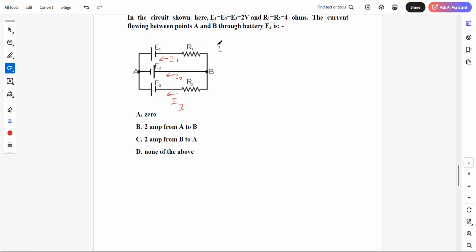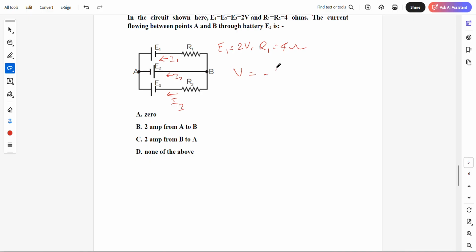How much have they given for E1? E1 is 2 volts, and R1 is 4 ohm, right. There is no resistor here, therefore they have directly given the common potential difference, that is VA minus VB. How much is the common potential difference?